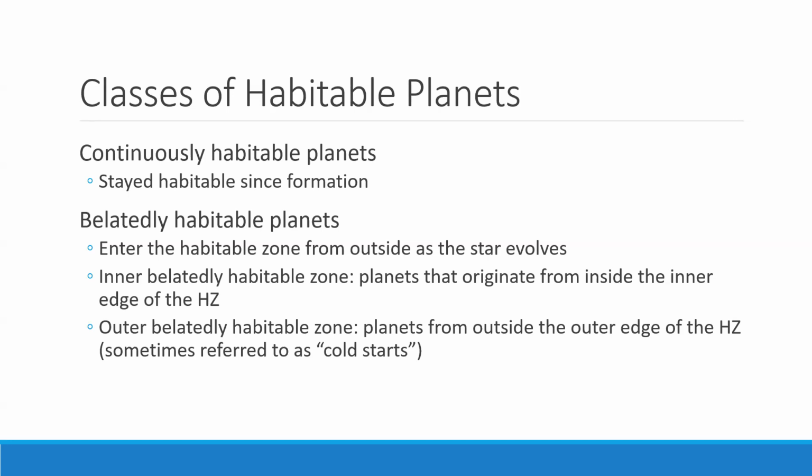There are inner belatedly habitable zone planets, which are planets that originate from interior to the habitable zone and enter it as a star potentially decreases in luminosity. And then there's outer belatedly habitable zone planets, which are planets that originate outside the outer edge of the habitable zone and enter it as a star increases in luminosity. So sometimes these outer belatedly habitable zone planets have been referred to as cold stars in the literature.